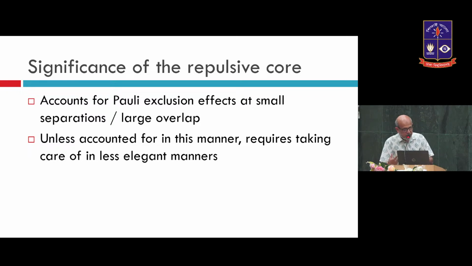At short range, you get a repulsion. And unless dealt with in this way, what people have been doing, because there are problems and they have been dealt with, so they take care of it in less elegant manners. You put in something by hand, you put in a repulsion by hand, or you put in some kind of normalization. You normalize your data by a factor of 0.9, whatever.